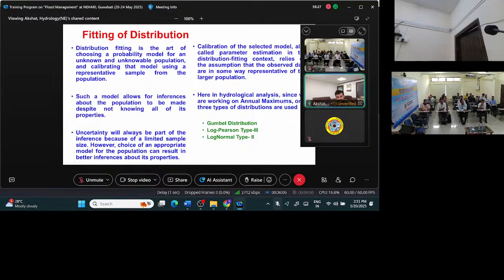However, choice of appropriate model for population can result in better inferences about its properties. So basically, calibration of selected model, known as parameter estimation in distribution fitting, relies on the assumption that observed data are in some way representative of the large population. And because we are working only on annual maximums, we'll use only three types of distributions: Gumbel distribution, log Pearson type 3 and log normal type 2.